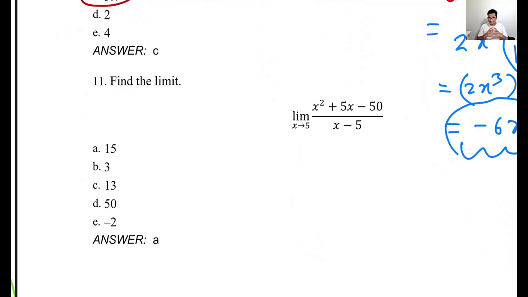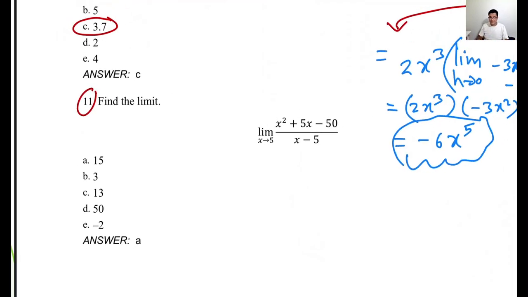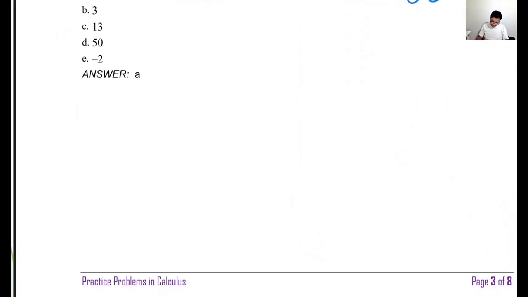Moving on. This is a repetition of a similar problem we have done before. Please check it out. You see what happens if you try to plug in directly, and then you might have to do some work to simplify, and then after you do the cancellation, you will get your answer. Please practice.